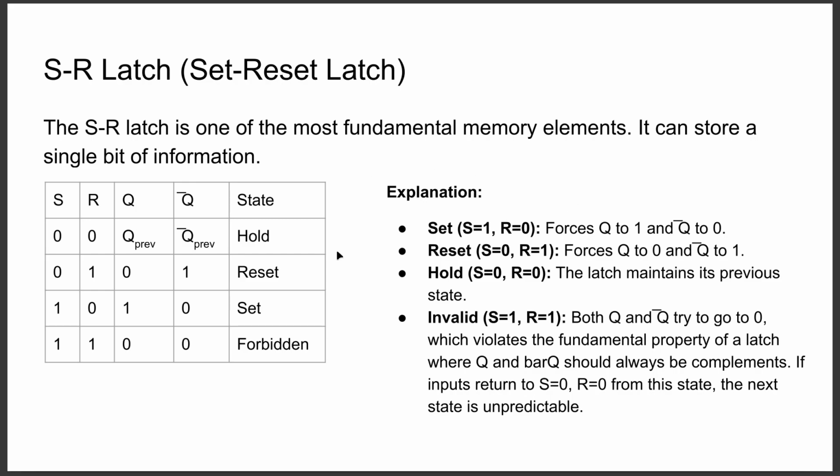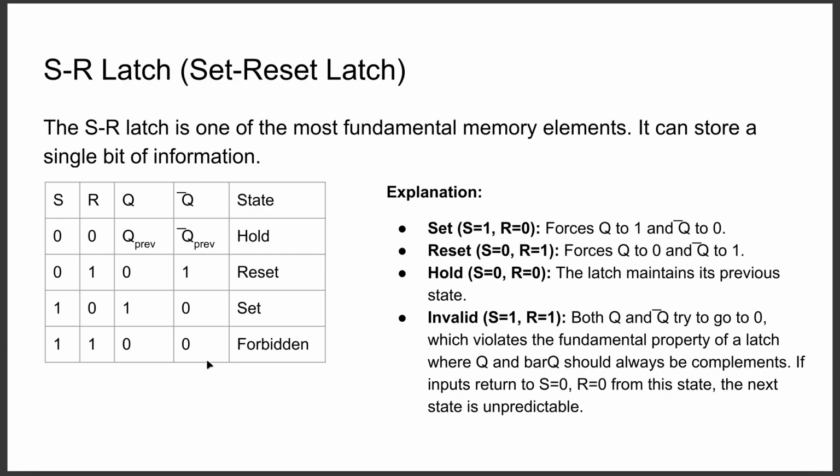So this is the truth table: S, R, Q, and Q bar, which represents the state. When we set S equal to 1 and R equal to 0, we force Q to 1 and Q bar to 0. When we reset, it forces Q to 0 and Q bar to 1. Hold: the latch maintains its previous state, and this is the forbidden state.